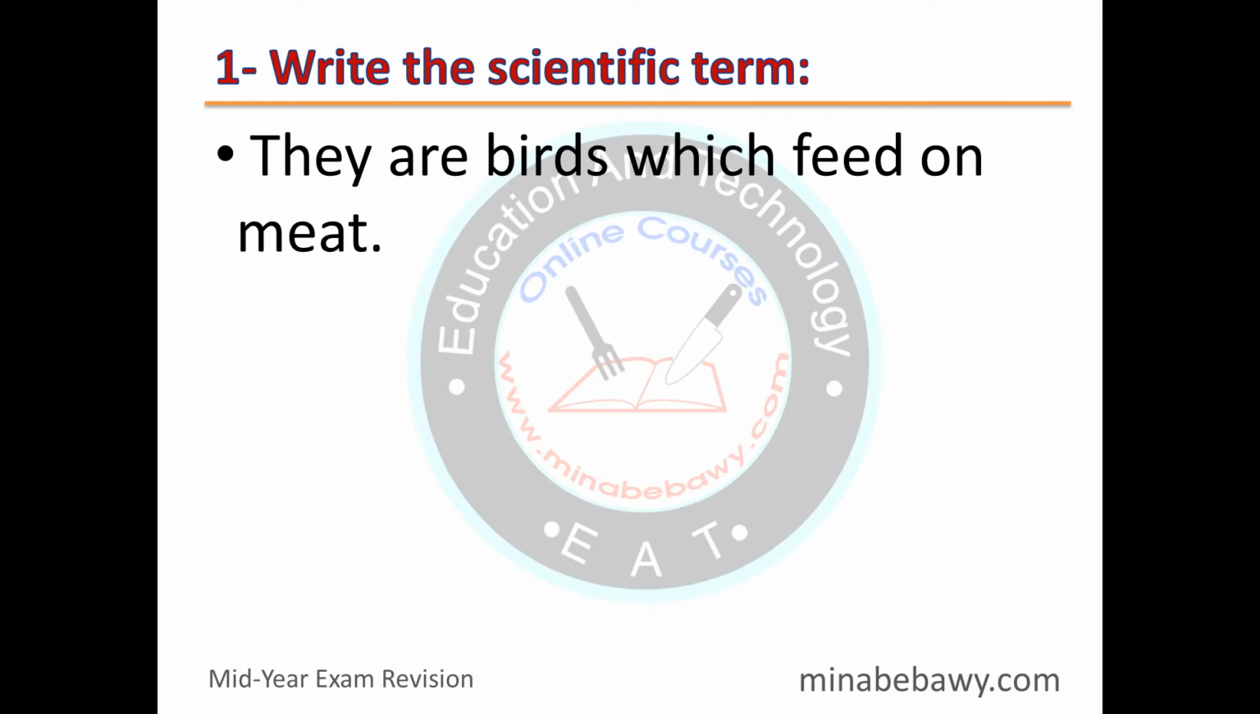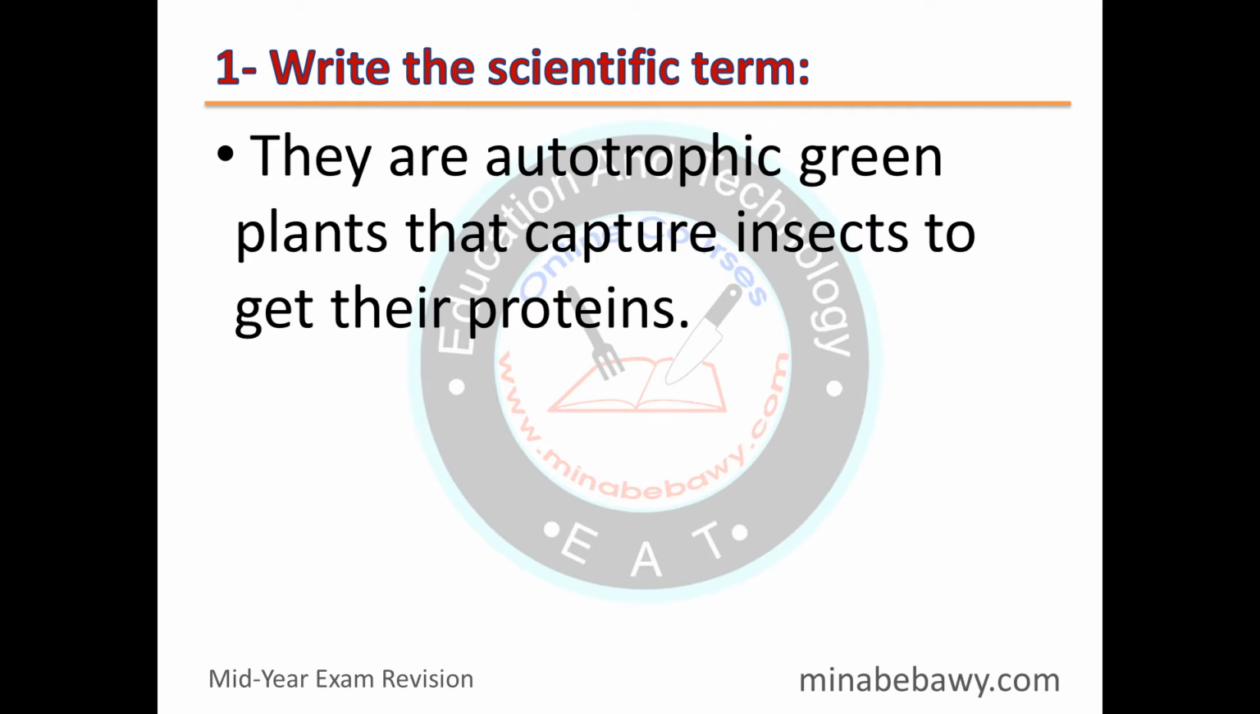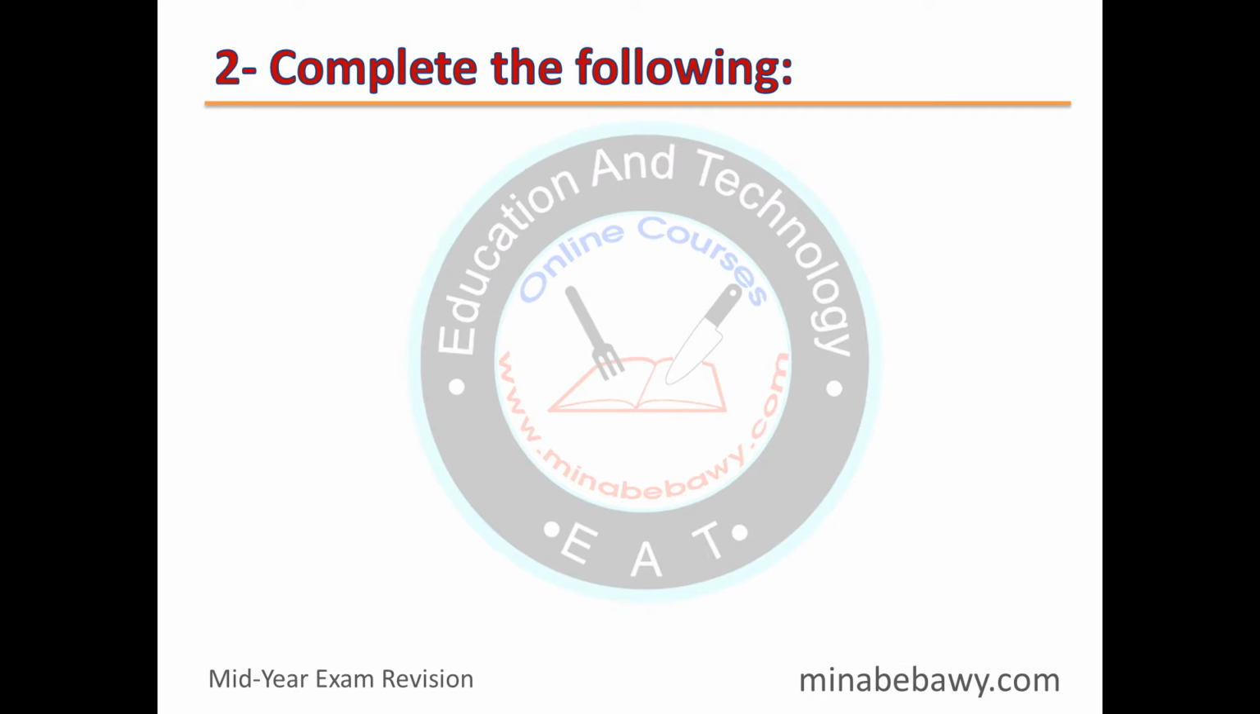They are birds which feed on meat. Predatory birds. They are autotrophic green plants that capture insects to get their proteins. Insectivorous plants. The second type of questions: complete the following.